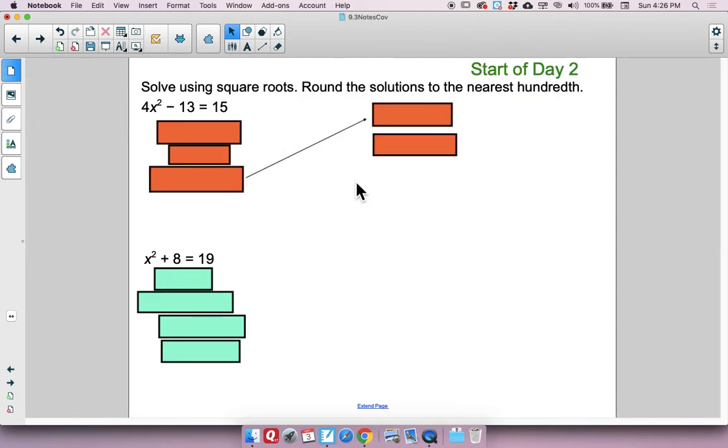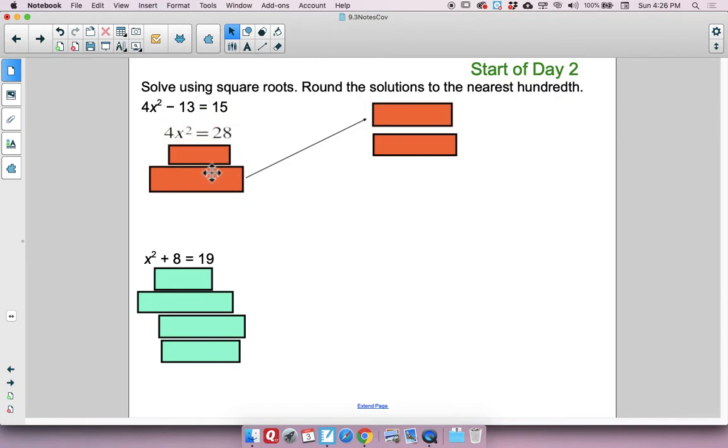Okay, so let's solve using square roots again. And now they're asking you actually to basically round the solutions to the nearest hundredth. So if it's the square root of a non-perfect square, they want you to use a calculator and round to the nearest hundredth, which is how many decimal places? 2. Good. Okay, so go ahead and give that a shot.